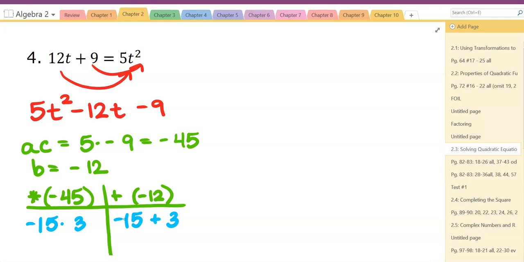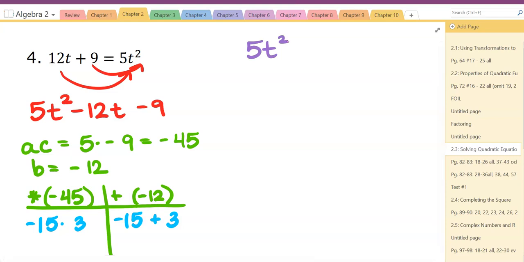So now remember, with these numbers, this is when we have to rewrite that middle term, that negative 12t. Because that's why we found those numbers, to rewrite it so that we can end up grouping and then factoring. So please take that little bit of extra time. So we're going to do our 5t squared first. Then we write the middle term with the negative 15 and the 3.